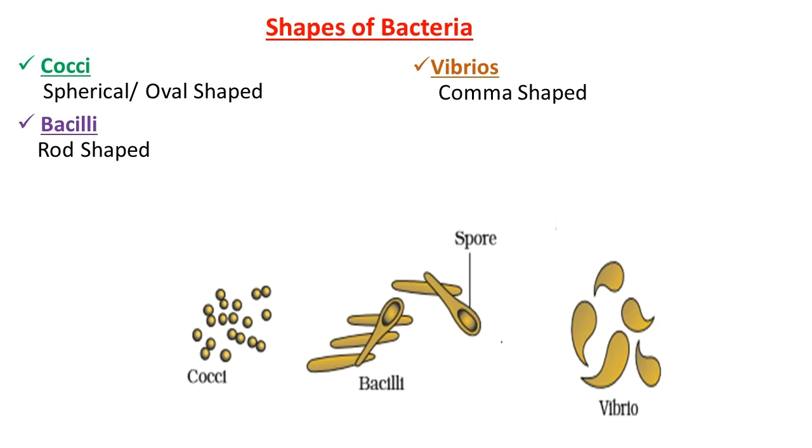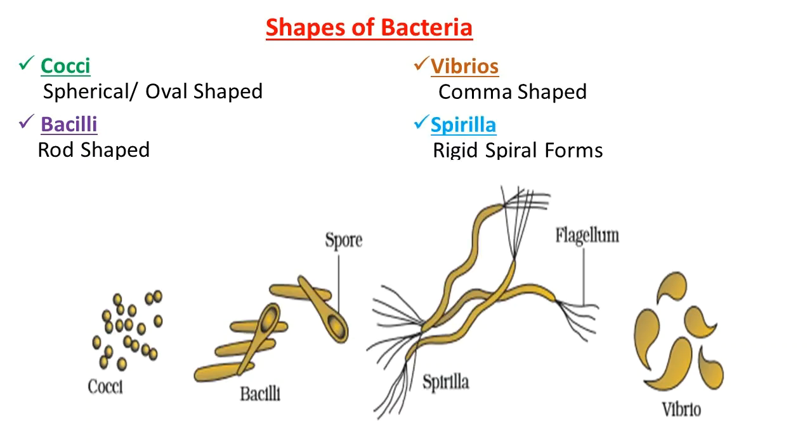Number 4 is Spirillum, again is the singular, and plural is drawn or shown in the diagram as Spirilla. Spirilla means it is a spiral shaped, and these Spirilla forms are usually flagellated. They have flagella for mobility or motility.